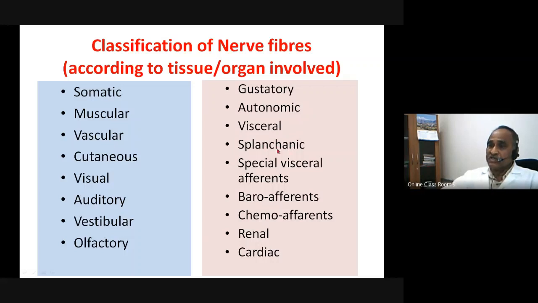A splanchnic nerve supplies the abdominal viscera. The special visceral afferents, especially those special visceral afferents, perform special functions like chemo functions or other specialized functions of the region. So baroafferents, the baroreceptor afferents, the renal nerve, cardiac nerve, and so on and so forth. You can list them even more than what I have listed here.